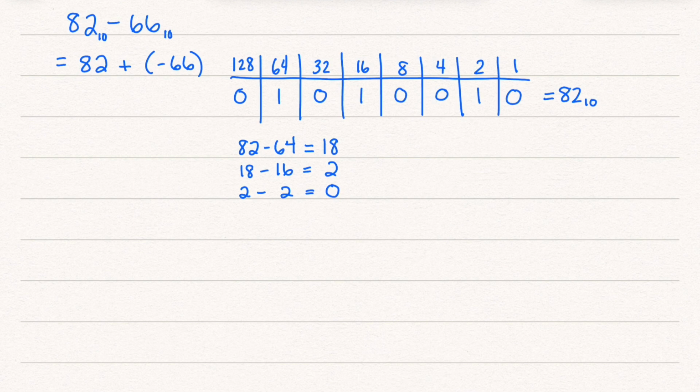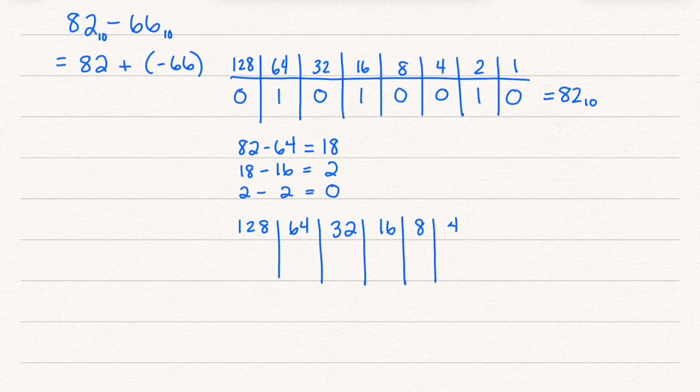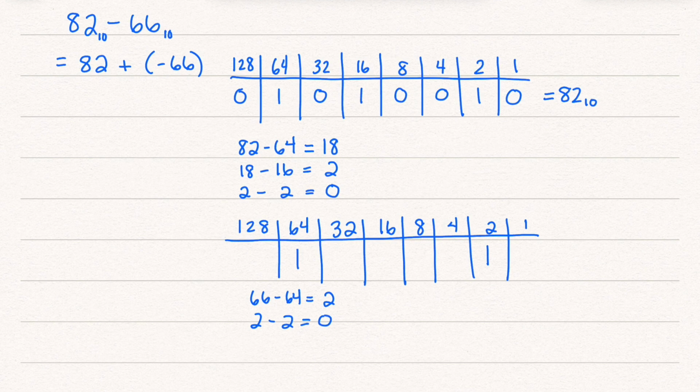Now I'm going to repeat that same process with the number 66, and then I'm going to put it into 2's complement form. So here's my columns. And the highest I can go to get to 66 is the 64 column, which only gives me 2 left over. So I can put a 1 in the 2's column, and I'm going to fill up the rest with zeros.